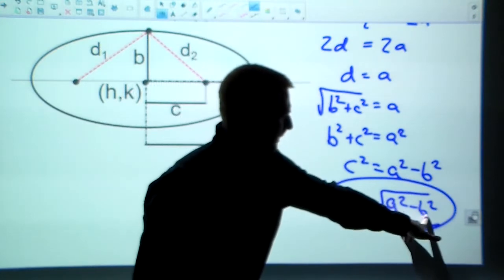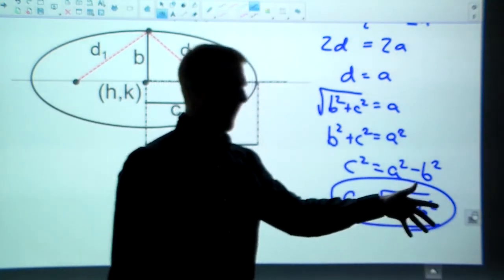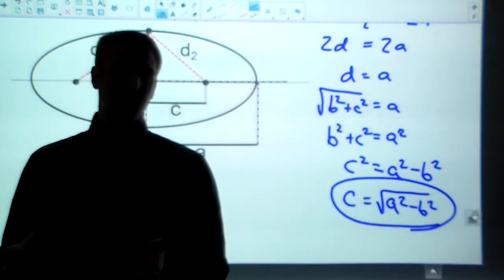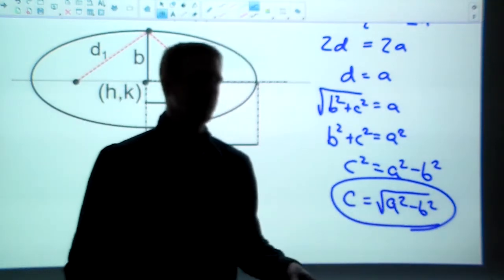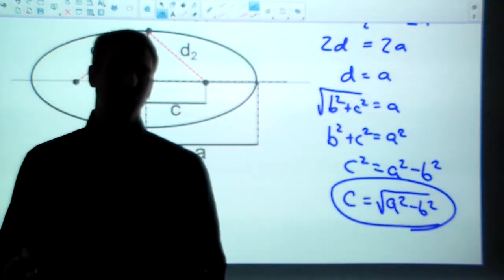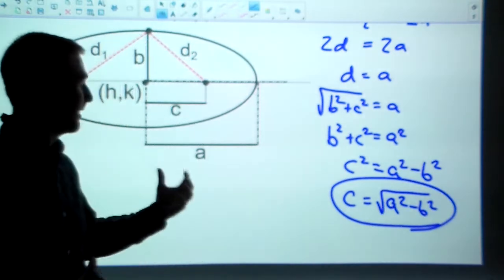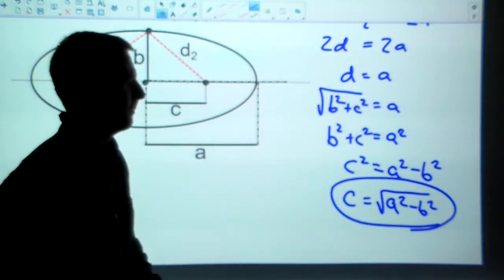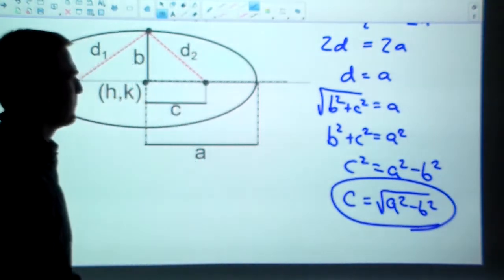Because if it's not, then this becomes an impossible situation. If A was the smaller one, now we're taking the square root of a negative, and that says the focal length doesn't exist, but we can actually show a contradiction, show that it does. So anyway, just to make things simple, A is always the biggest one.